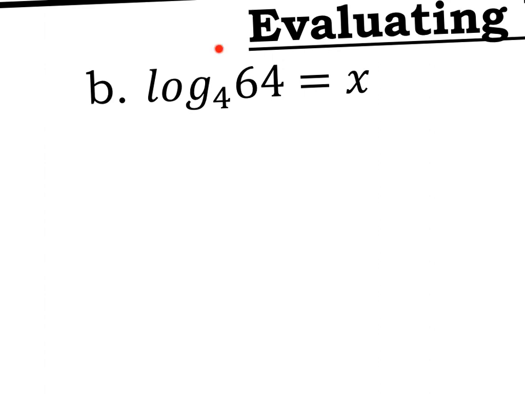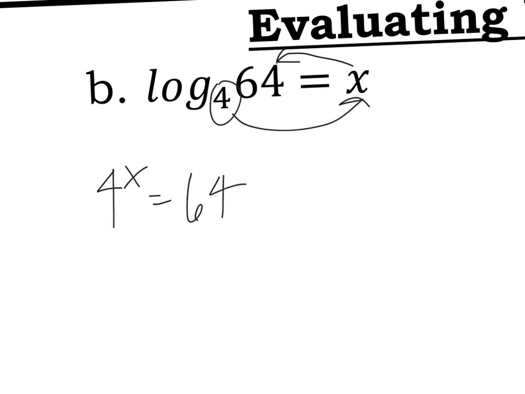Something like part B is something you could actually type into the calculator. Change your base to 4, type in log base 4 of 64, press enter, and it'll give you the answer. But if I ask you to show your work by converting it to exponential form, then you're going to do this. You're going to write 4 to the power of x equals 64.